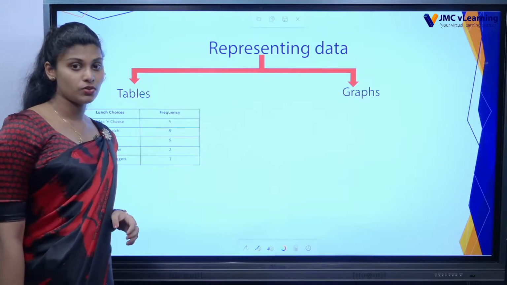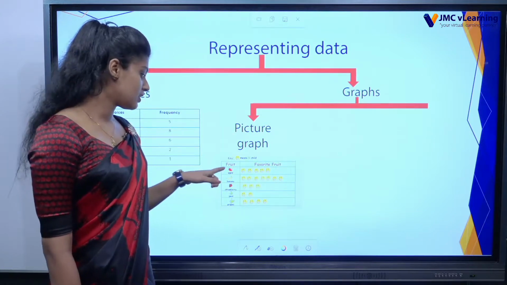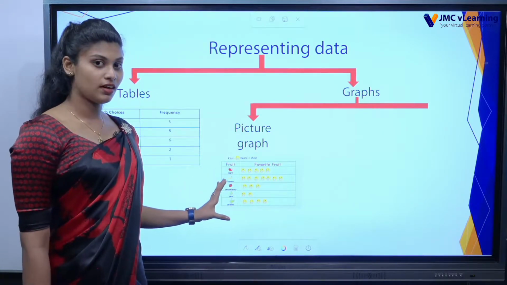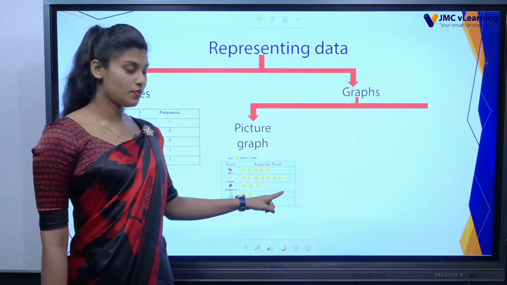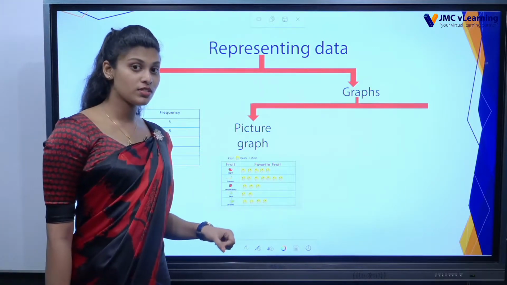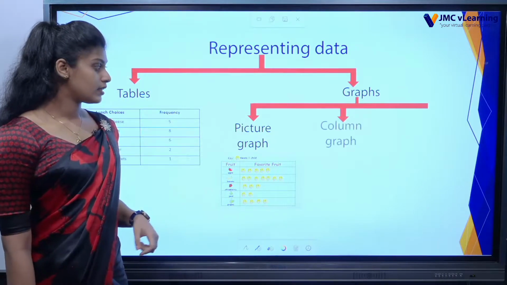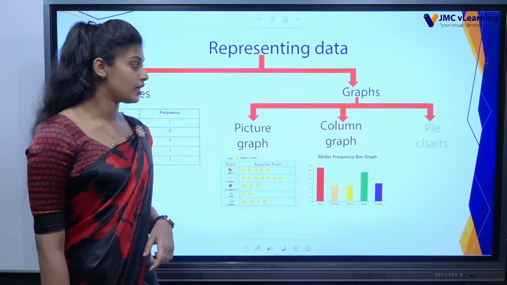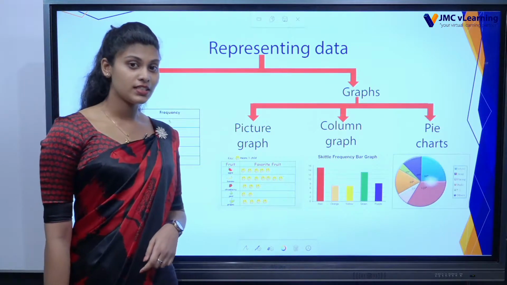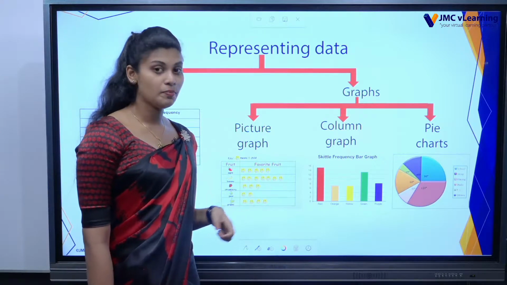Then for graphs, there are three types of graphs. First one is the picture graph. By looking at this graph we can get an idea. The longest one means the most people prefer it, that is banana. Then another type of graph is the column graph. The third one is the pie chart. In this lesson we are focusing on the pie chart.